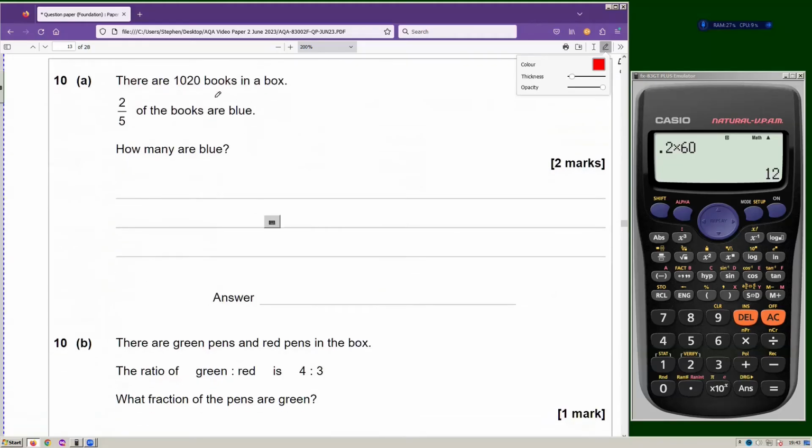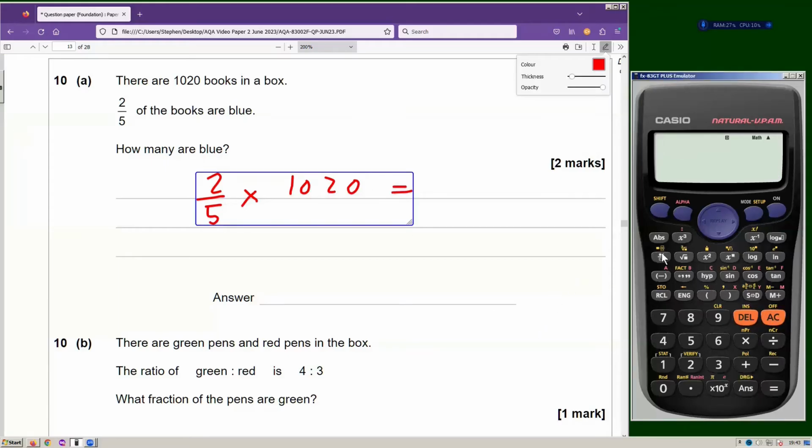Question 10a, there are 1,020 books in a box. 2/5 of the books are blue. How many are blue? Well, that's a multiplication thing. Whenever we see "of", it means multiply. So 2/5 times 1020. And again, we're allowed to use the calculator.